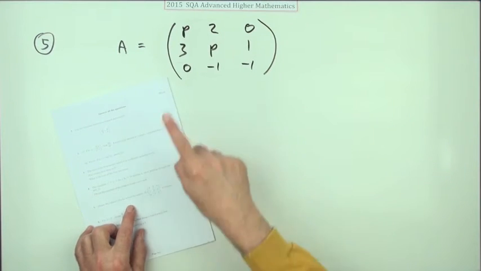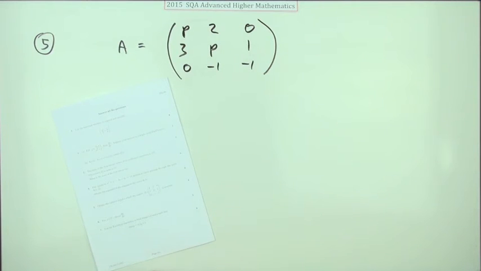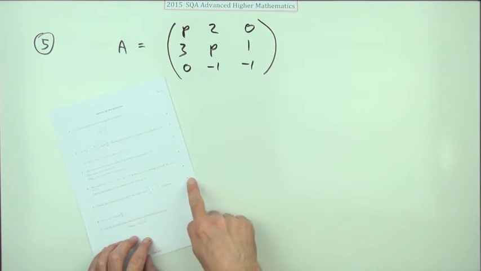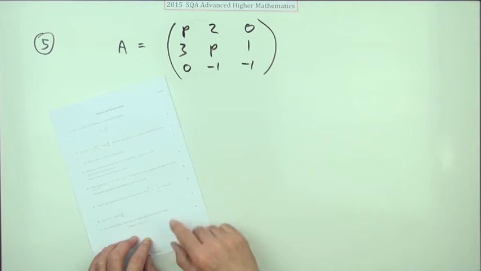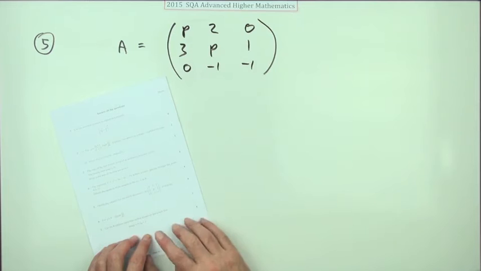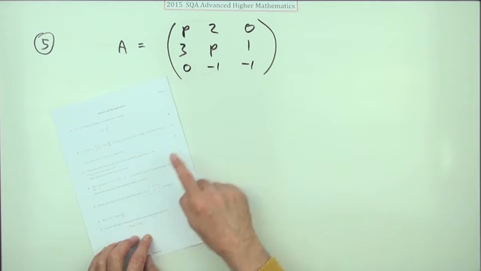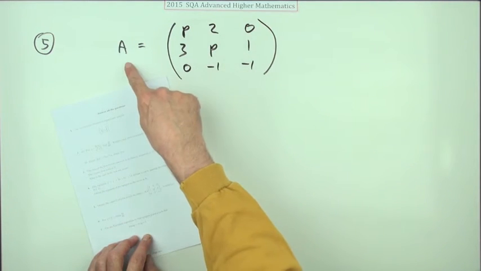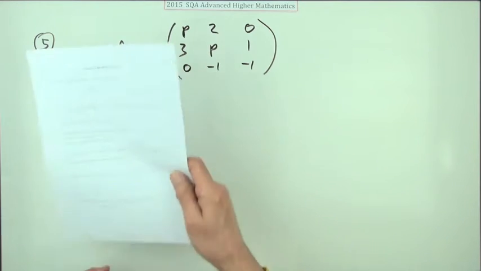Now question 5 from the 2015 Advanced Higher Maths matrix question for 4 marks. And a quite simple one this, so even though it's a 3x3 matrix, it's got little ones and zeros in it, so it's not going to be too bad for this. Find the values of P for which the matrix A is singular.